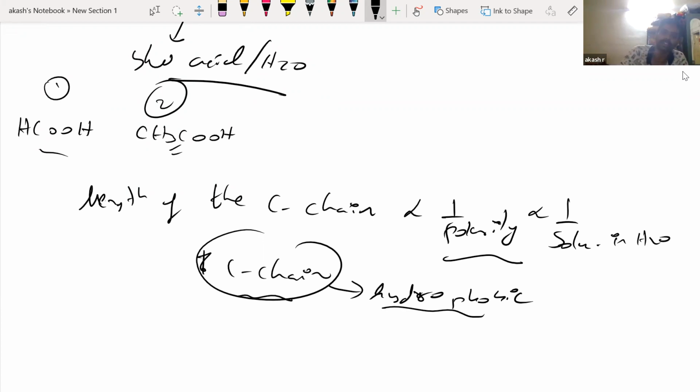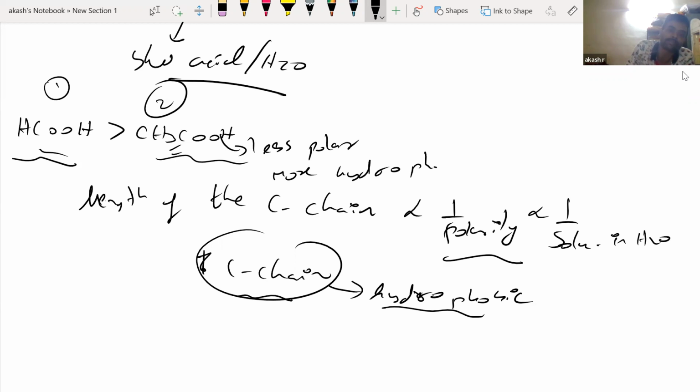So we can blindly say that HCOOH will have more solubility than CH3COOH, because CH3COOH is going to be less polar, or I can say more hydrophobic. And this one is more polar, more hydrophilic. Philic means loving.